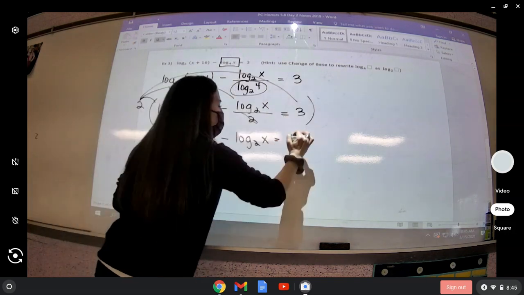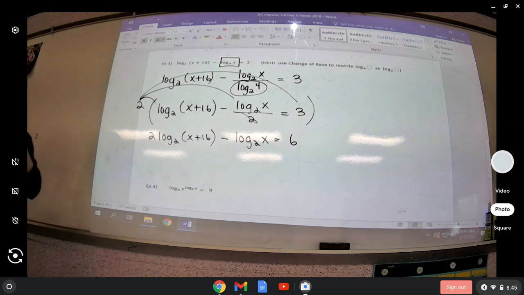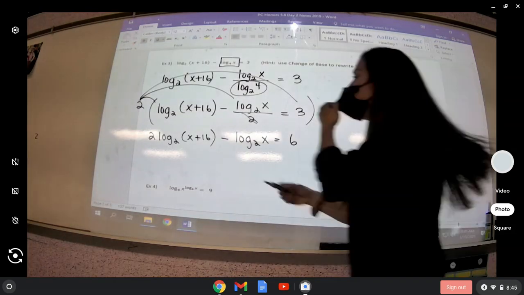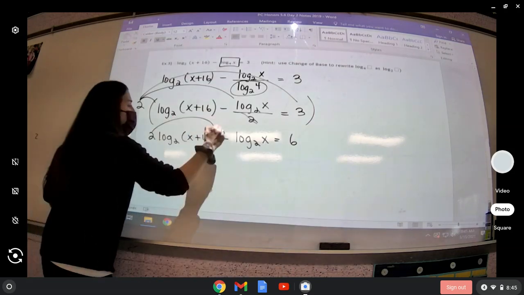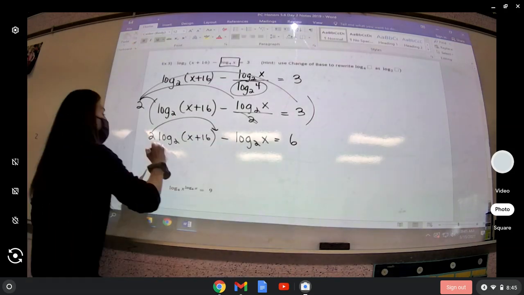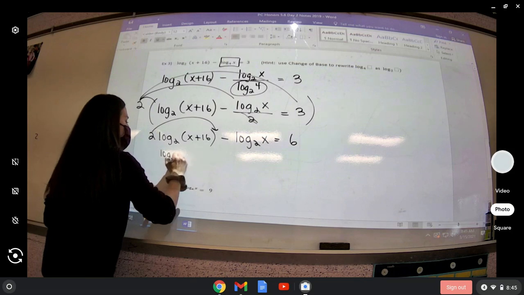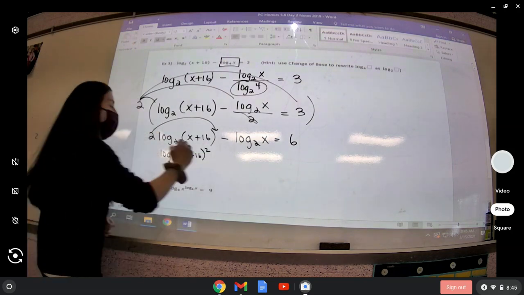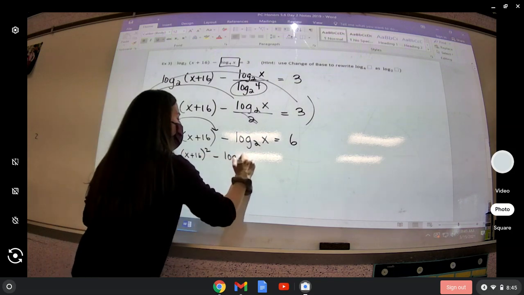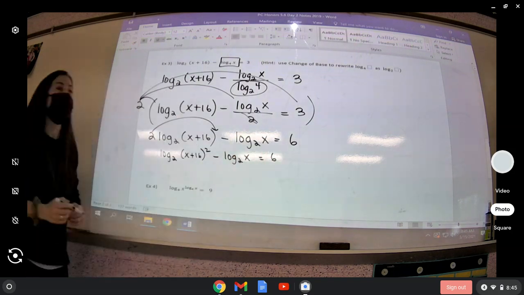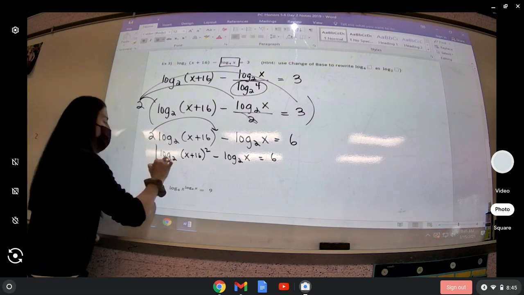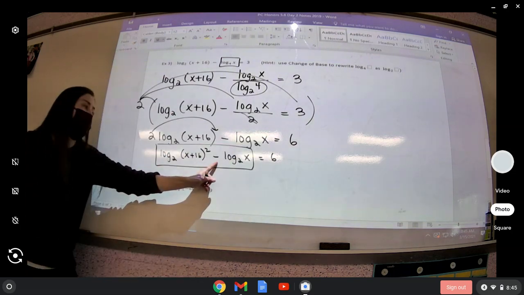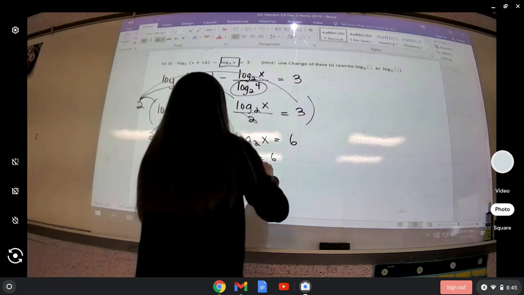Equals 2 times 3 is 6. Okay, now you're kind of back to problems like we saw at the end of last week on Friday. Let's throw this factor back up as an exponent. So it'll be log base 2 of (x plus 16) quantity squared minus log base 2 of x equals 6. Now, let's put these logs back together using division since they are separated by subtraction.